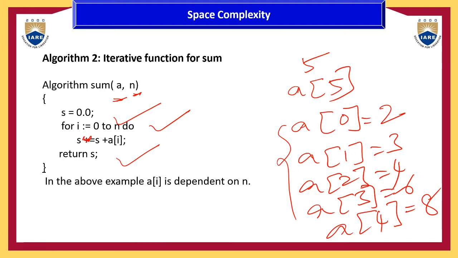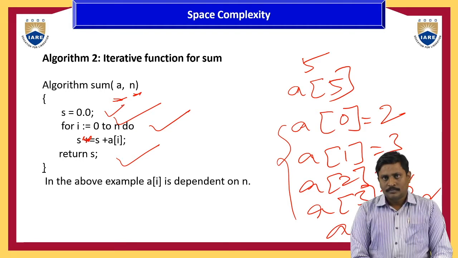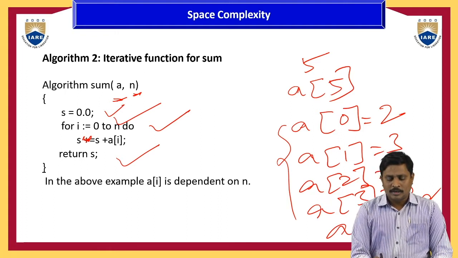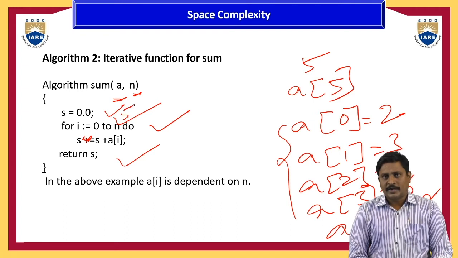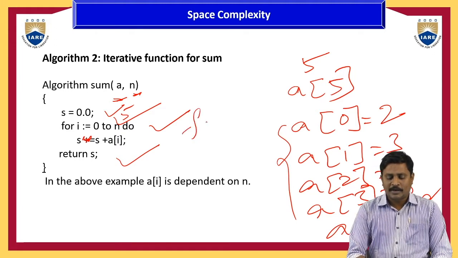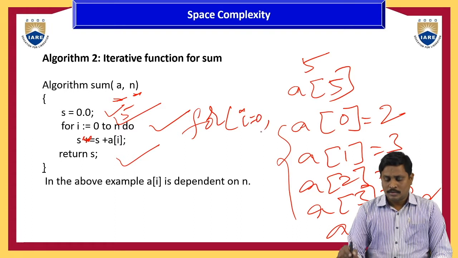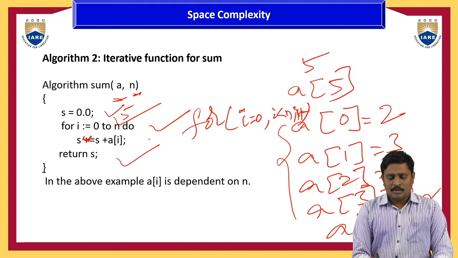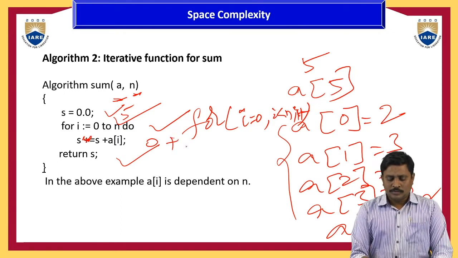Now initially we take S value 0. Next, for i equal to 0, meaning the 0th element, and n value is 5. The meaning of this for loop is: for i equal to 0, i less than n, i plus plus. So initially i value is 0, and 0 is less than n value 5, so that condition is satisfied. S equals S plus A[0]. S value is initially 0, A[0] value is 2, and 0 plus 2 is 2.